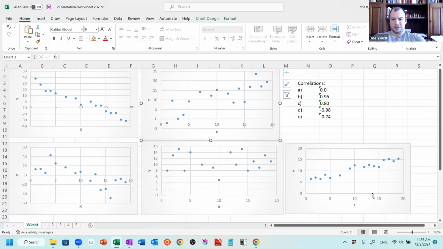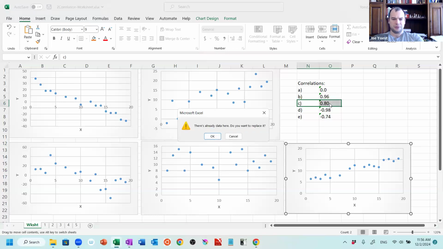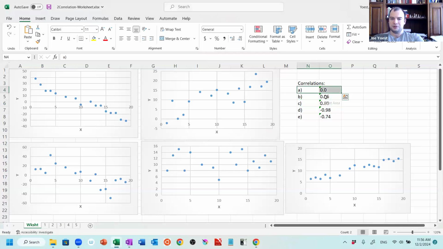I see that top middle and bottom right both have what looks like a positive relationship, more data on the top right and bottom left, and less or none in the top left and bottom right. Those are going to be my positive correlations. Those are going to be my 0.96 and 0.8. Which one goes with which?